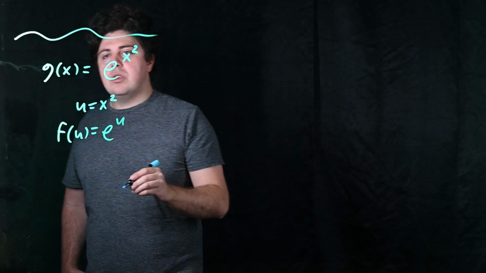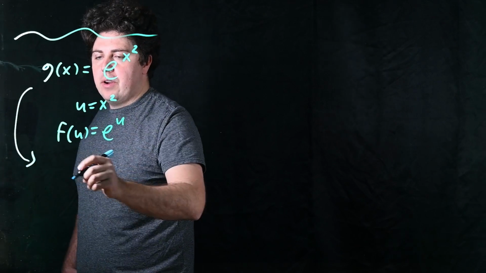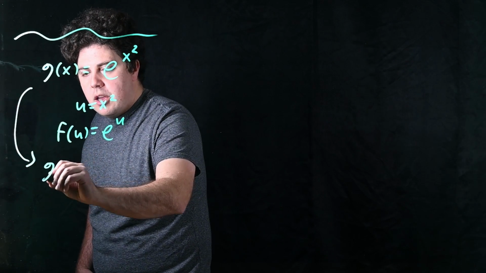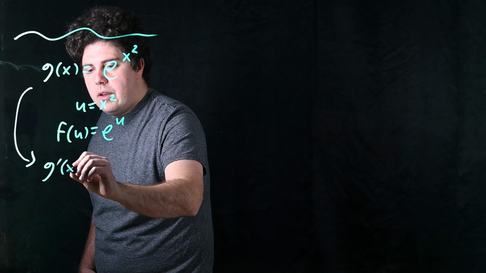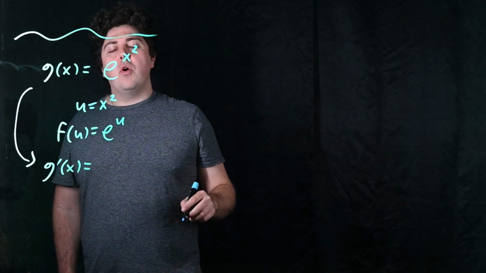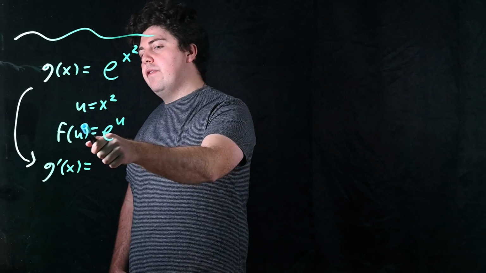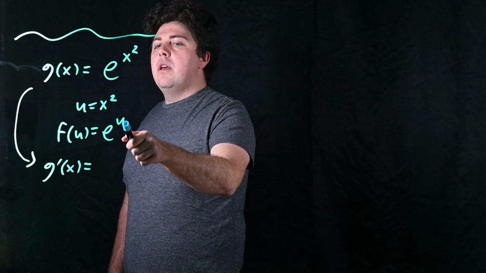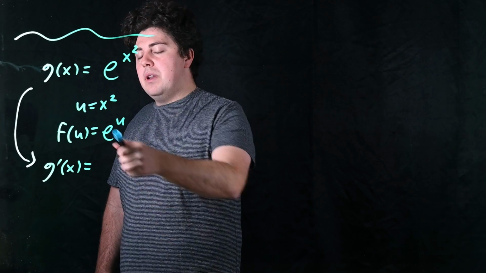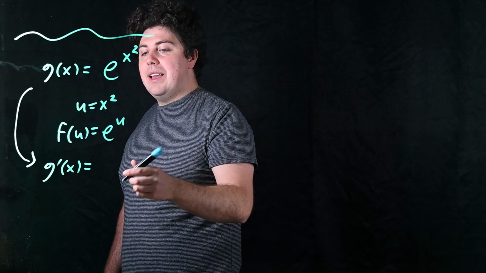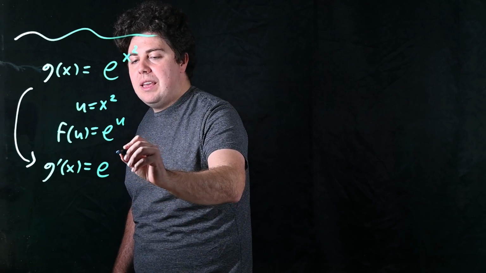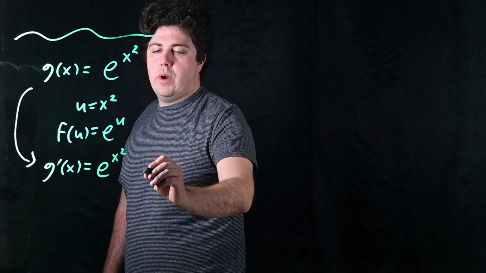So we can use the chain rule now to differentiate this guy, and we get that g prime of x is just going to be, well, the derivative of f when you plug in x squared, but again, the derivative of this guy is itself. So this is just e to the x squared.